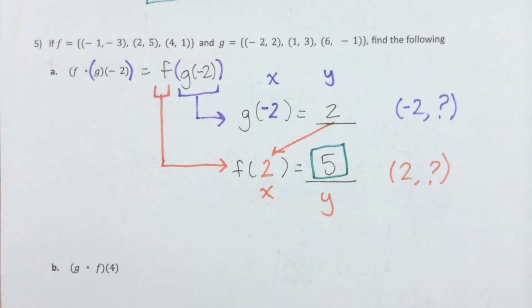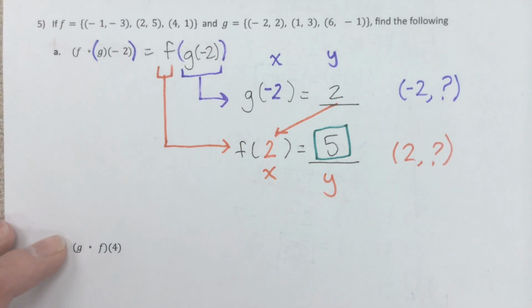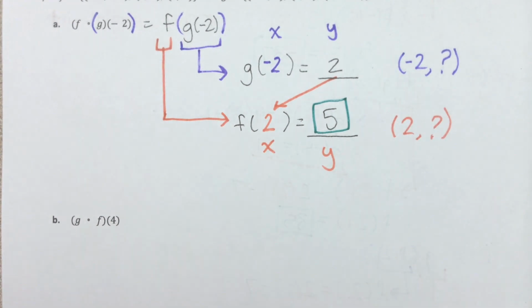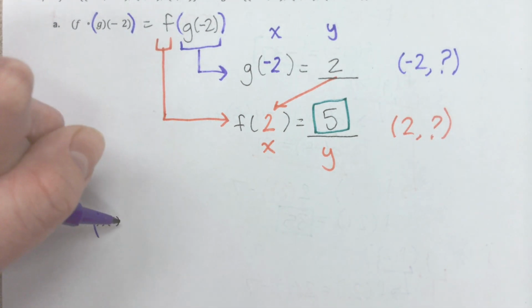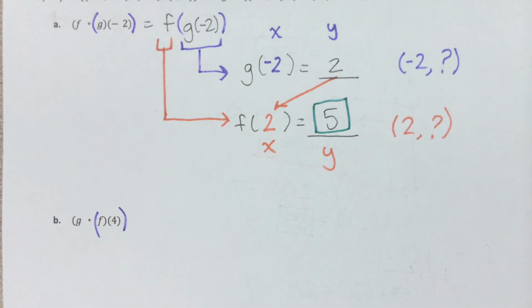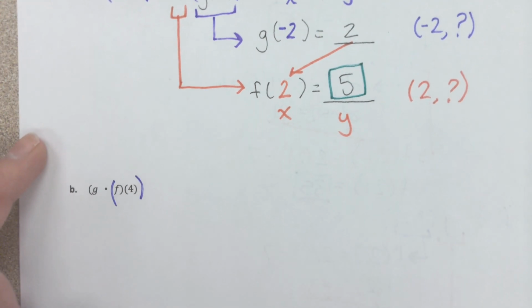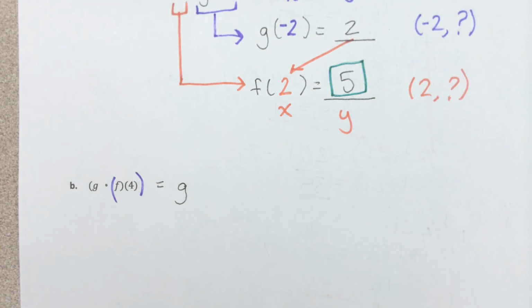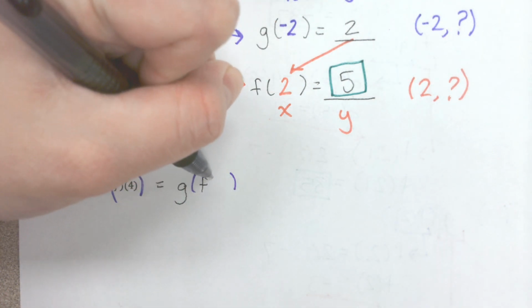Questions on this process when we have points instead of an equation? We'll do one more going the other direction. We have a g of f function. So this time the f gets paired with the 4. And I'll rewrite it. G's on the outside. F of 4 is on the inside.